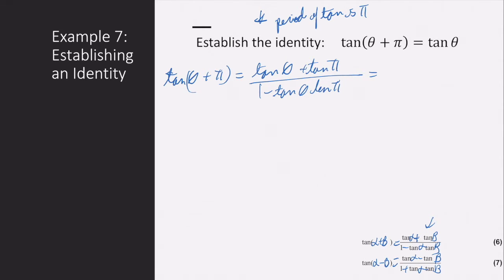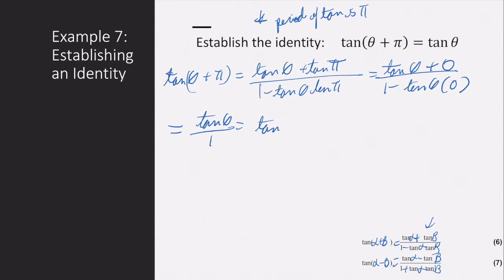So tangent of theta, we don't know what theta is, and that's okay. But tangent of pi, well, if we look at pi, that's 180 degrees. That's when x is negative 1 and y is 0. So my tangent of pi is 0. So I have 1 minus tan of theta times 0. Because we're multiplying by 0, that's going to go all the way to 0. So I have tan of theta over 1, which is tan of theta.